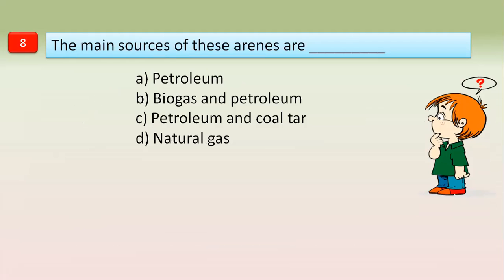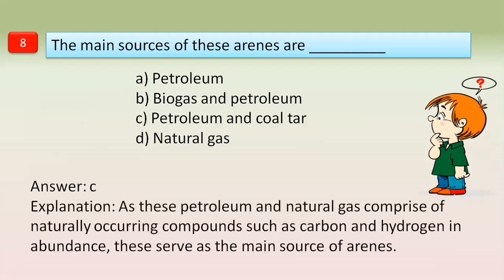The main source of these arenes: petroleum, biogas, petroleum and coal tar, and the last option D is natural gas. In the introduction part only we completed this. Petroleum and coal tar is the answer, and therefore option C is correct, as petroleum and natural gas comprise naturally occurring compounds such as carbon and hydrogen in abundance, and therefore these serve as the main source of arenes.